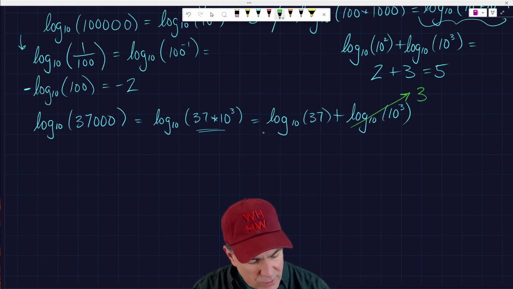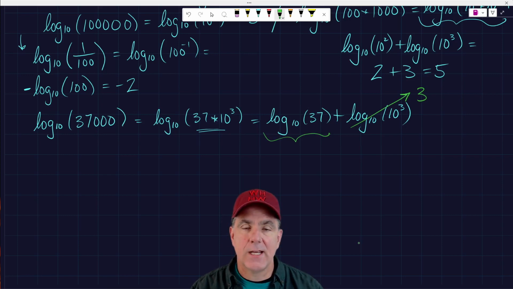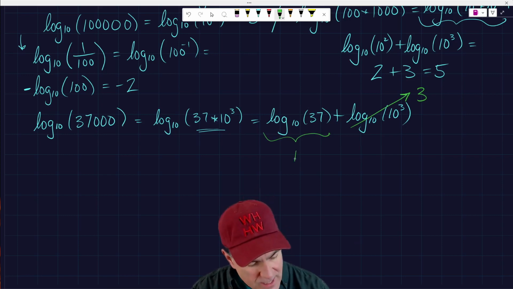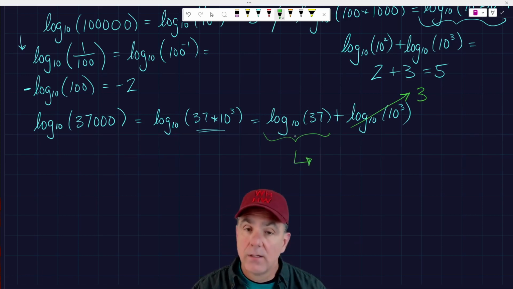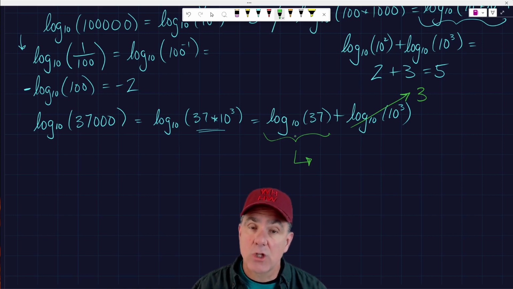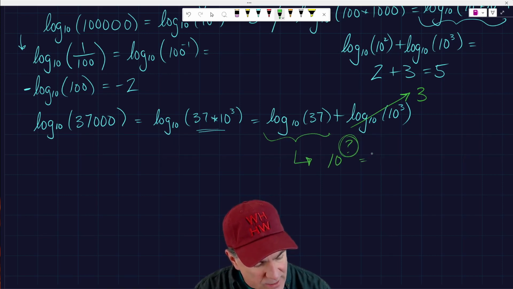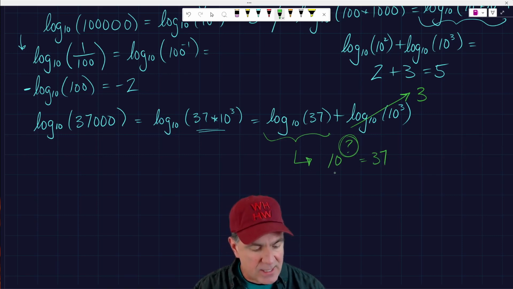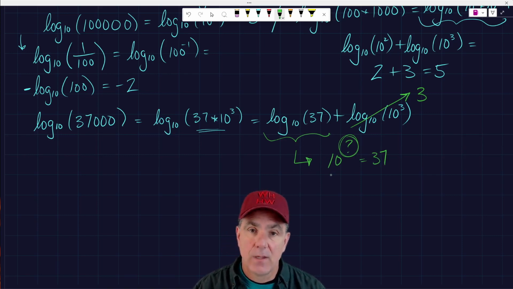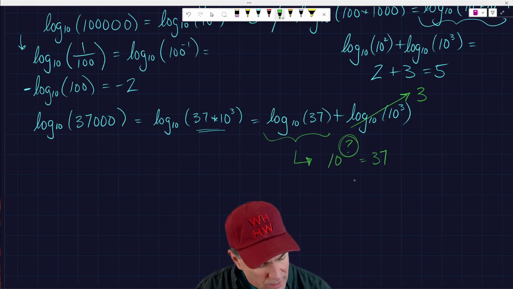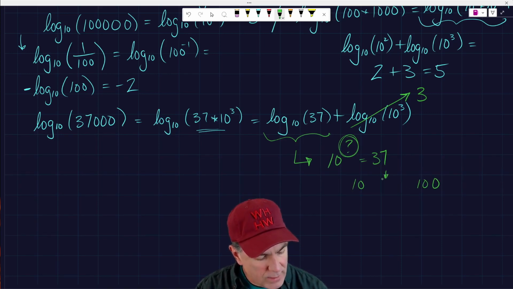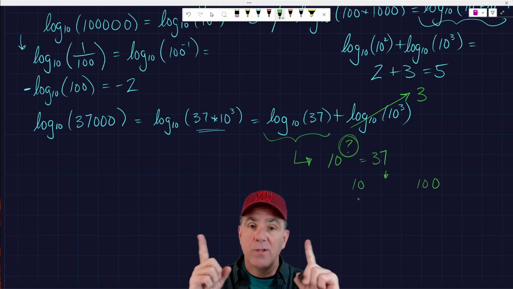So what we're left to do is figure out, what is this thing here? This is the exponent that goes on 10 that's going to give us 37. So it's really, hey, what is the logarithm? It's the exponent. What is that exponent that's going to give me 37 given that the base is 10? Well, we know because 37 is between 10 and 100, that exponent's between 1 and 2.